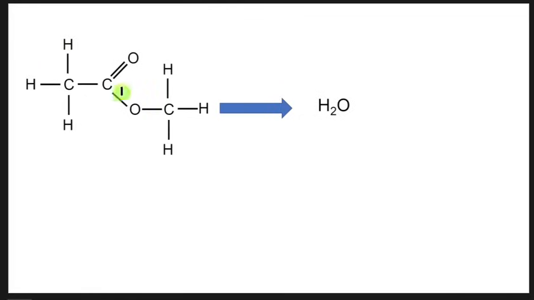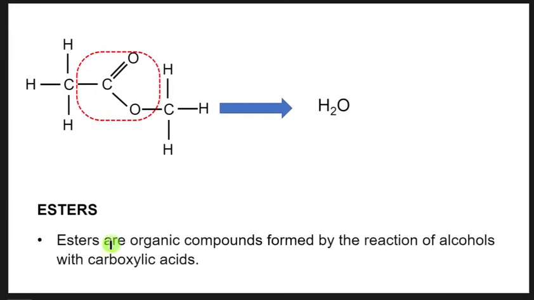All right. So let's see what they have formed here. This one that formed here is actually an ester link, and this compound itself is called an ester. The whole of this compound is called an ester. And what are esters? We are saying that esters are organic compounds formed by the reaction of alcohols with carboxylic acids. So this one we are calling an ester link. Carboxylic acids will have this symbol here, and esters will have this symbol here as an ester link.